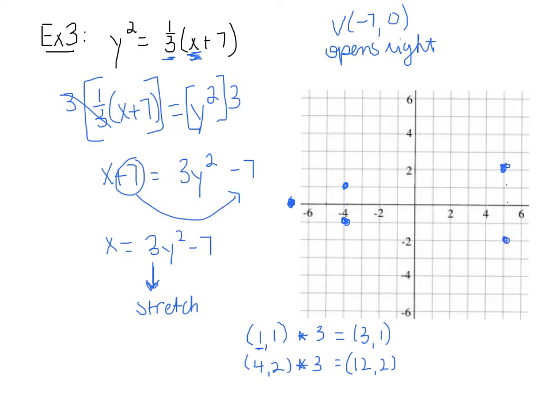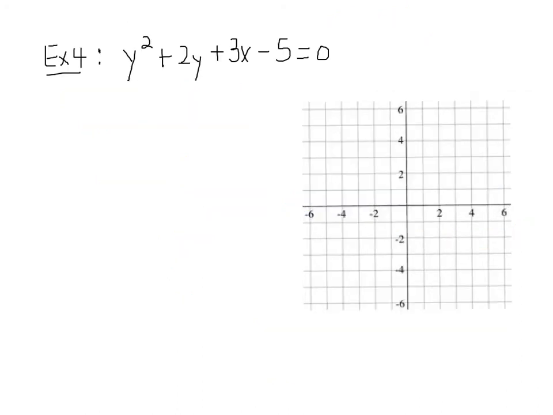So remember, when you count those points, those ordered pairs don't represent actual ordered pairs. It just represents the distance from the vertex. Okay? And so there's your graph. Okay, let's do one more example.